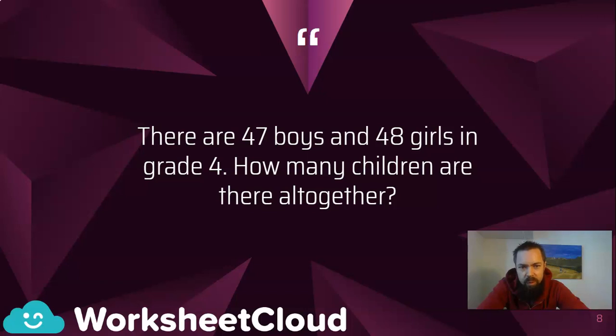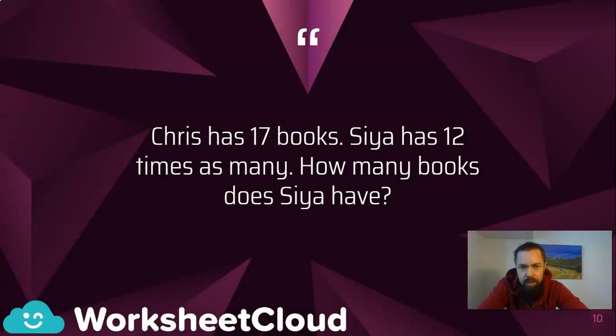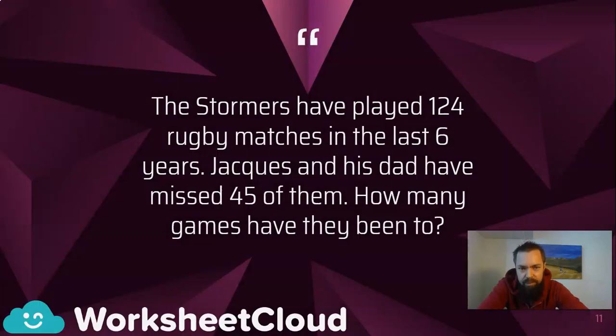There are 47 boys and 48 girls in grade 4. How many children are there altogether? Melissa spent 8 hours doing chores at home. Her parents gave her 152 Rand. How much was she earning for each hour of work? Chris has 17 books. Sia has 12 times as many. How many books does Sia have?